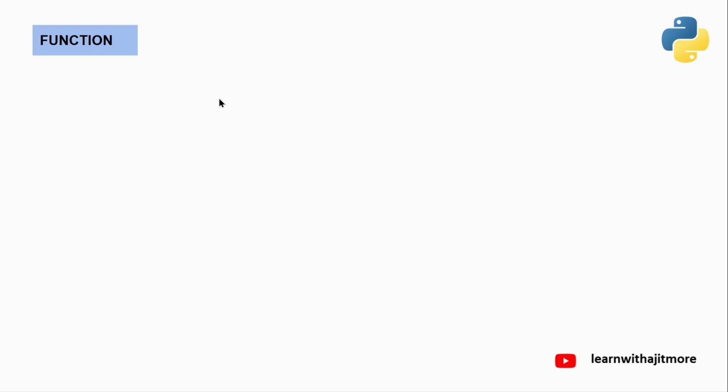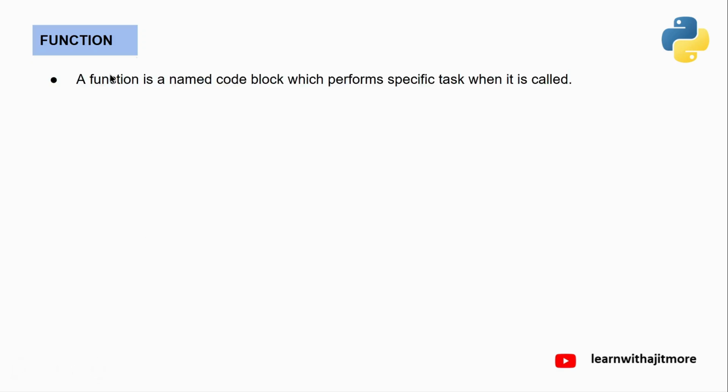It's a code block. That code block is performing some specific task, but it will perform the task only whenever you call it. And at the time of calling, you can pass values to it. And after performing the task, it may return also some value to you. Okay. So how to write these functions in Python, how to call them, how to define them, how to pass different parameters, all one by one we will be learning. Okay. So a function is a named code block which performs specific task whenever called. Calling means you are requesting it to get executed.